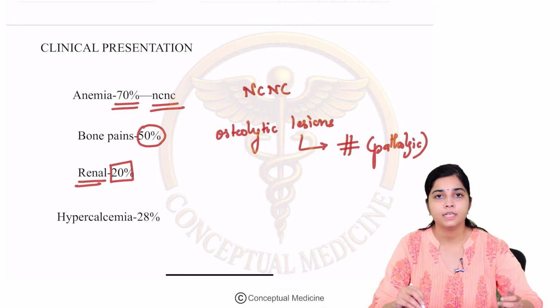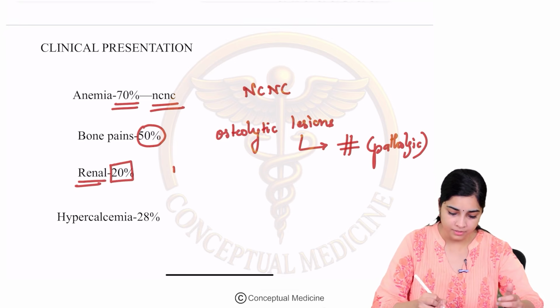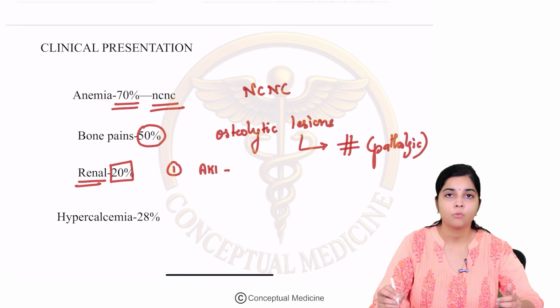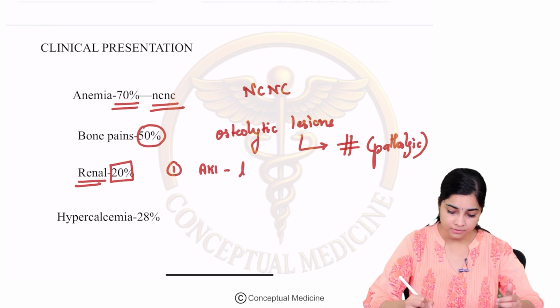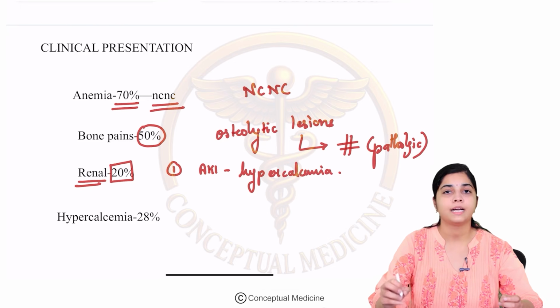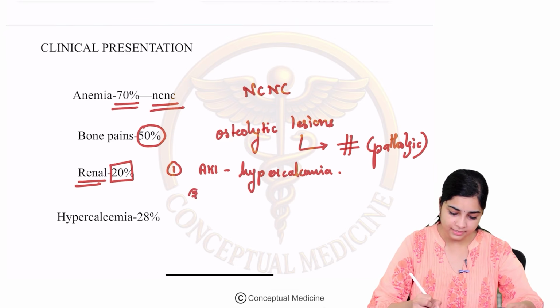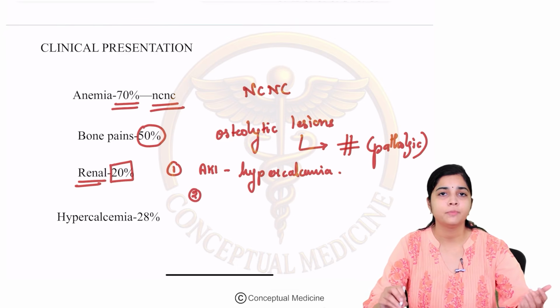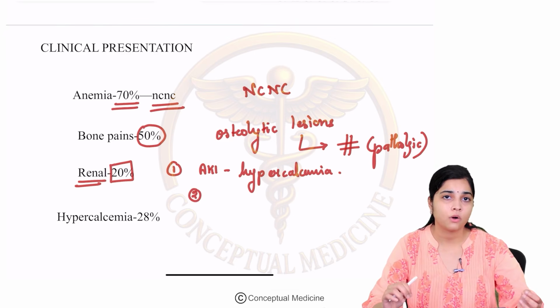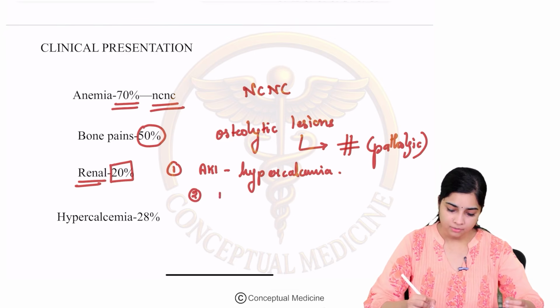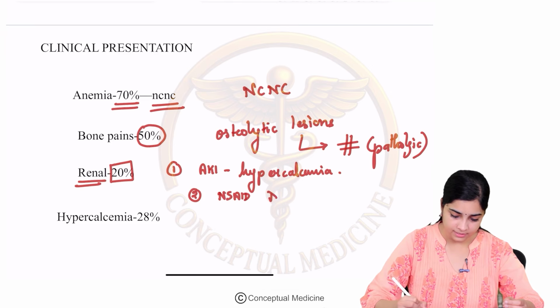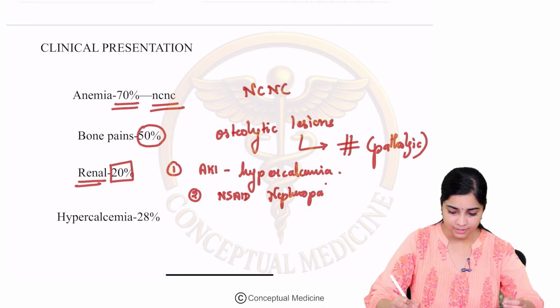So, what are the different renal manifestations of multiple myeloma? One, there can be AKI. Why is there AKI? Mainly because multiple myeloma can be associated with a very important electrolyte abnormality, which is hypercalcemia, and hypercalcemia can result in pre-renal AKI. Okay, so that is one of the renal manifestations. Secondly, many of these myeloma patients would have been on NSAIDs on and off in view of the chronic bony pains, so they can have NSAID induced nephropathy as a risk factor for the renal failure in multiple myeloma.